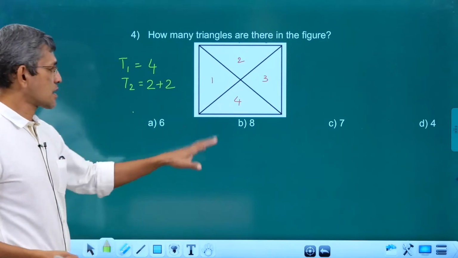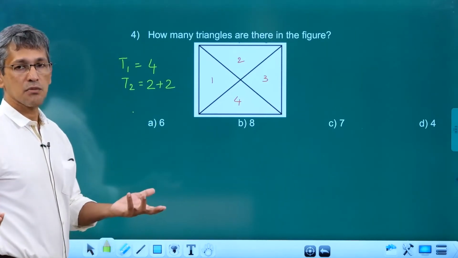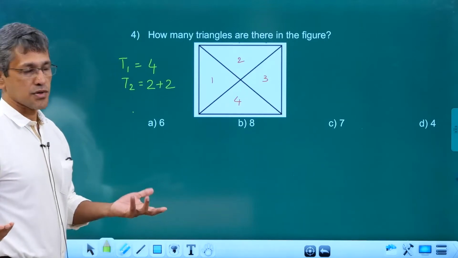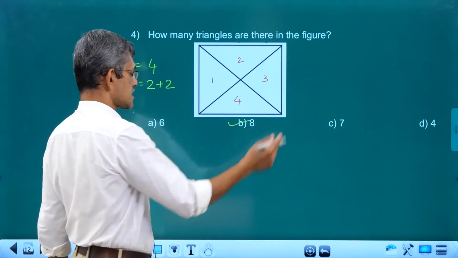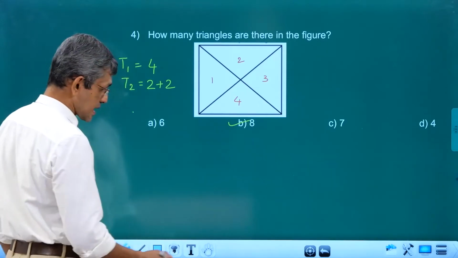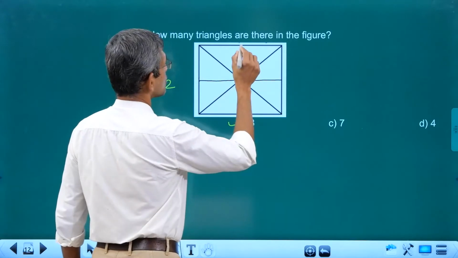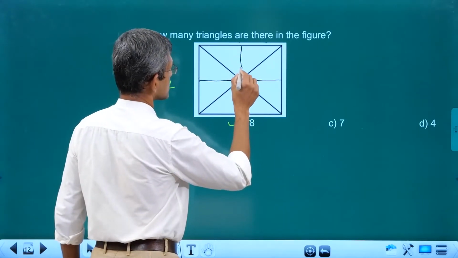So we don't have any answer choice more than 8. So there's no need to bother about whether any more triangle is applicable here or not. In this case, it's pretty simple. 8 is the answer. But you know what? Sometimes this question could be a little more complicated. I'll show you. This is what it is. Now, how many triangles are there in this picture?